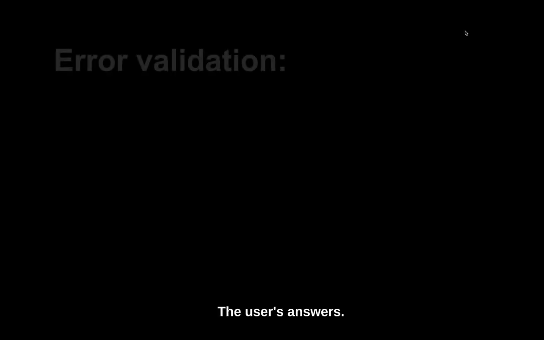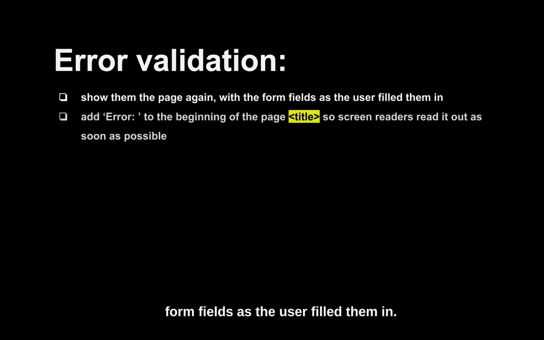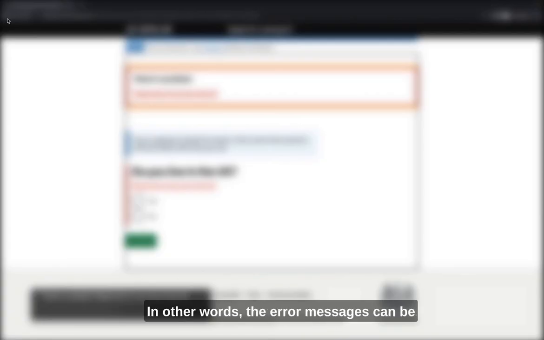The user's answers fail validation. Show them the page again, with the form fields as the user filled them in. Add error to the beginning of the page title so screen readers read it out as soon as possible. In other words, the error messages can be missed and cause confusion for the user if the error is not announced immediately, since it would mean they need to navigate through the header and navigation before finding the message.